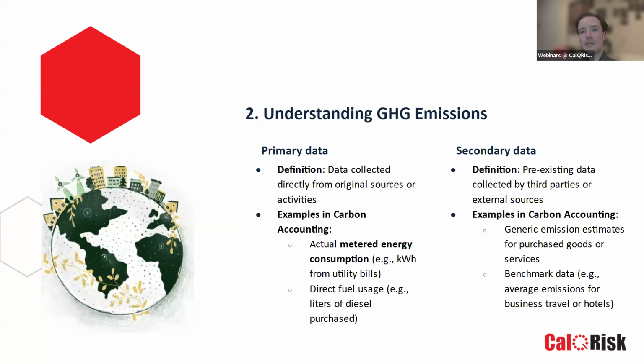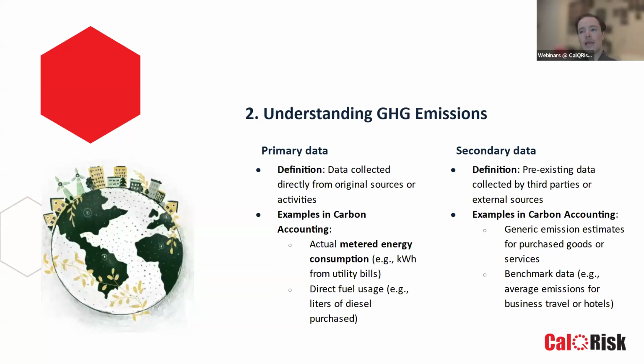Primary data, to be very specific, is activity data or consumption data, as it's known within the industry, that is taken directly from meter readings. Say your raw utility bills, you will actually have a kilowatt hour reading on that. That's obviously considered to be the most accurate data.